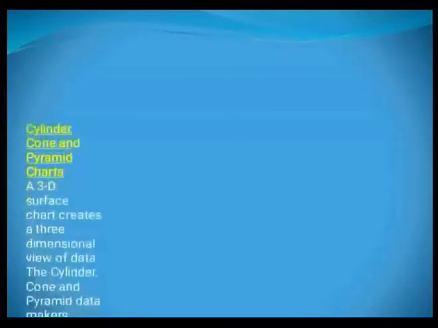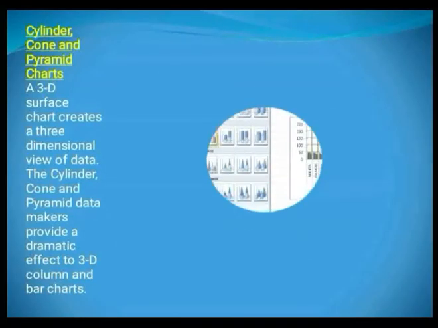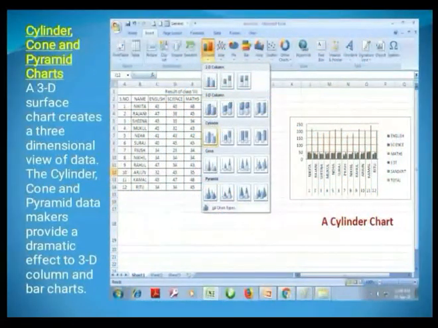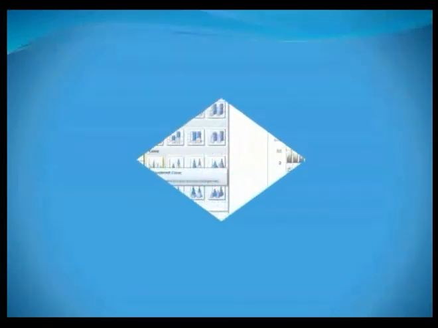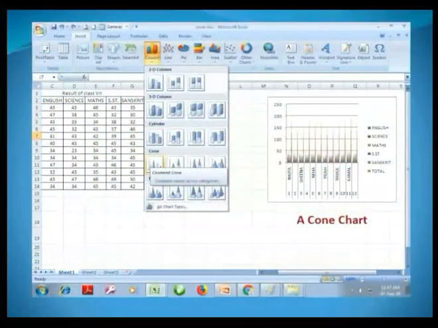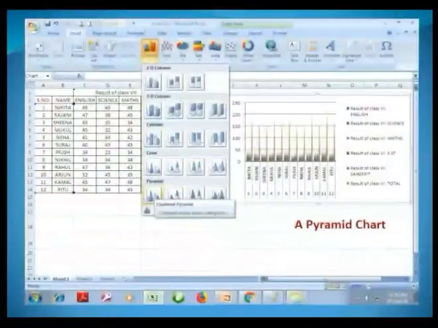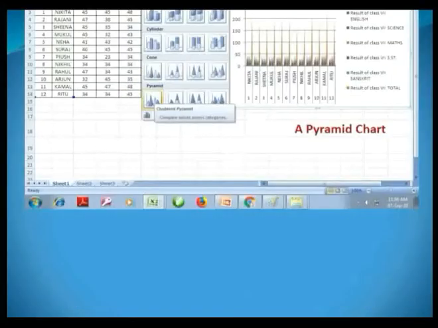Let's know about cylinder, cone, and pyramid charts. A 3D surface chart creates a three-dimensional view of data. The cylinder, cone, and pyramid data markers provide a dramatic effect to 3D column and bar charts.